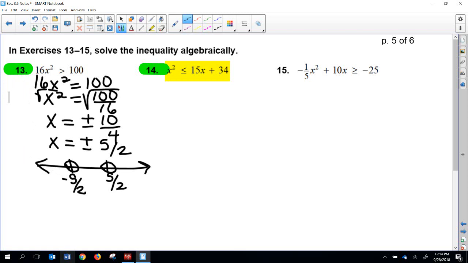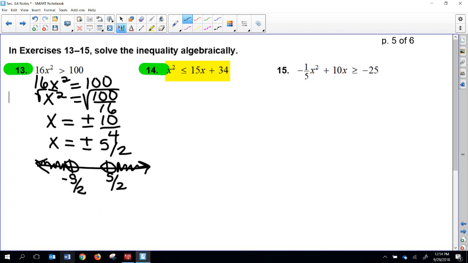Is 36 times 16 greater than 100? You don't need to know exactly what it is. Is 36 times 16 greater than 100? Yeah. So this area works, that part on the number line. Plug in 0. If I plug in 0, is 0 greater than 100? No, those numbers are not going to work. What about positive 6? If I plug that in, is 36 times 16 greater than 100? We already said it was, yes.